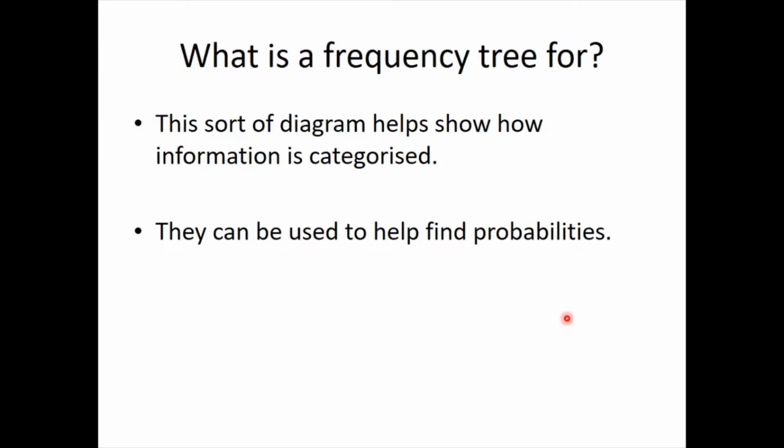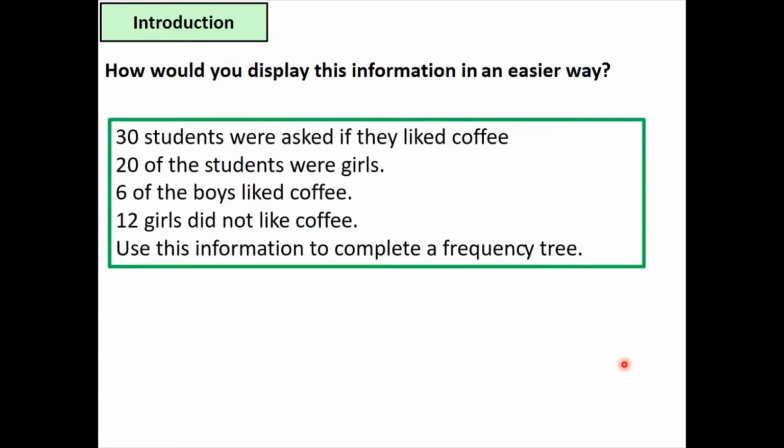It can be used to help find probabilities, as I said already on the title slide. It might ask you at the end of the question. So part A might be complete a frequency tree. Part B, a common part B question would be something like, what's the probability if I pick somebody at random, I choose a male who likes Marvel films, using my example. So how would you display this information in an easier way?